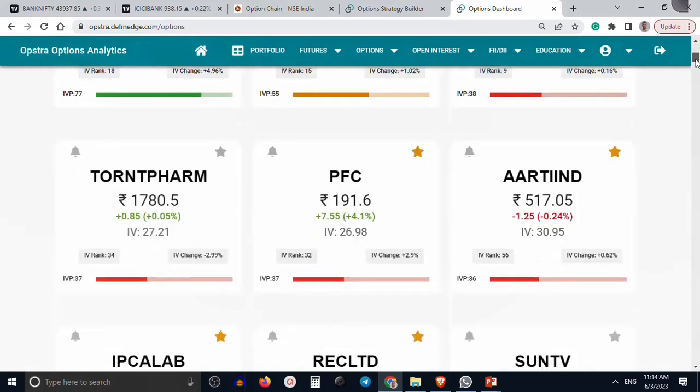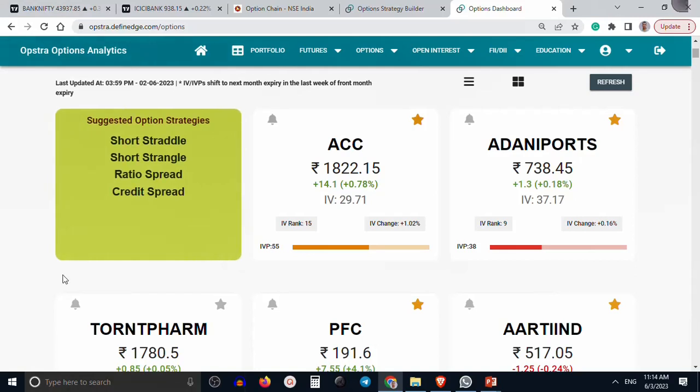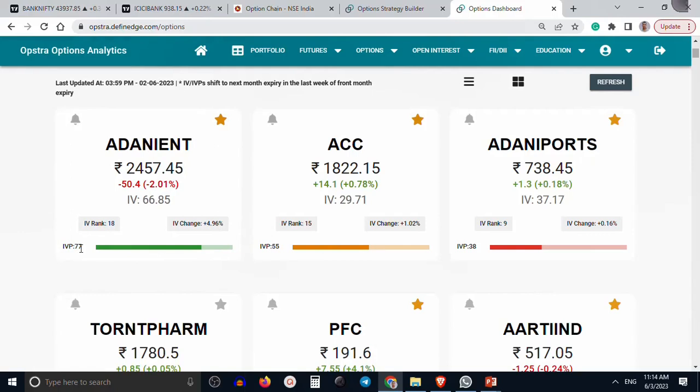Let me show you here. First we see Adani ENT, which has more than 50. You can see this is 77 implied volatility percentile. The rest here you can see SEC. These two stocks have high implied volatility right now, so we deploy this strategy in these stocks only.